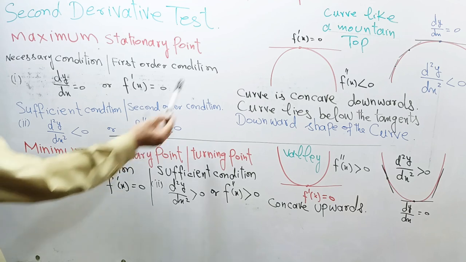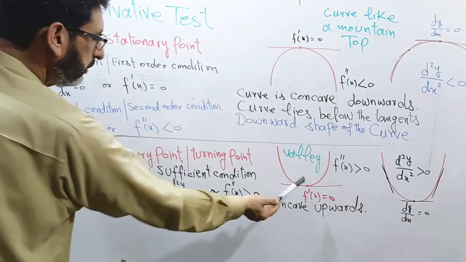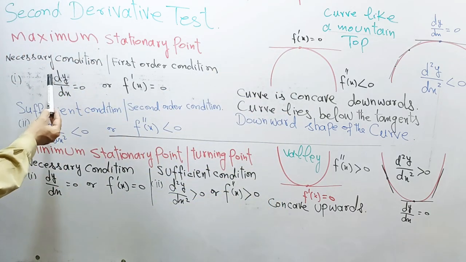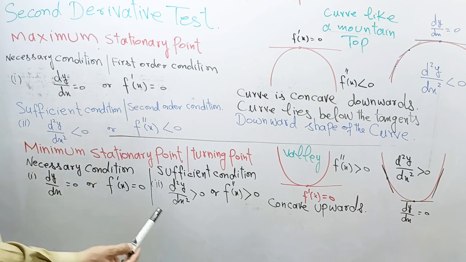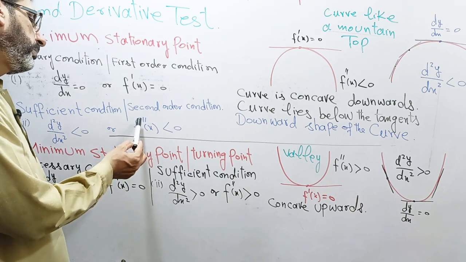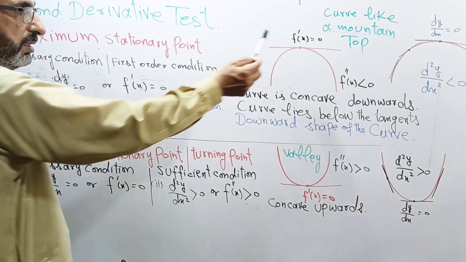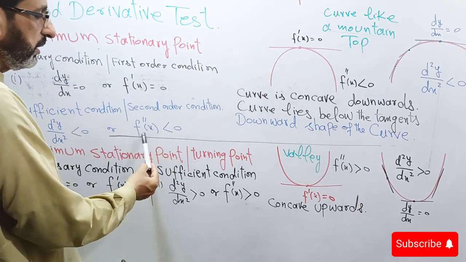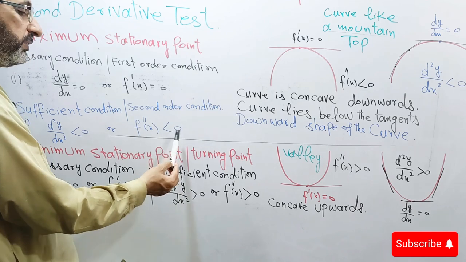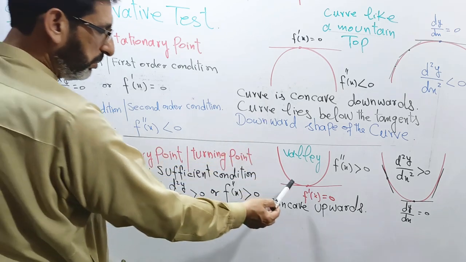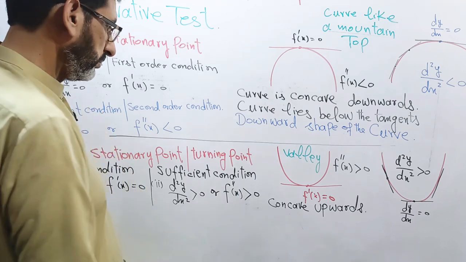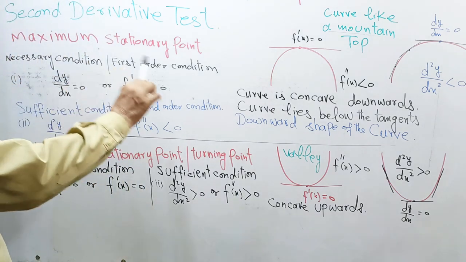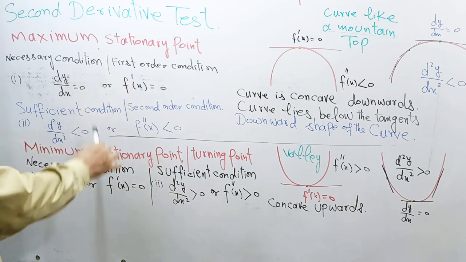Necessary condition for maximum value or minimum value is same, as first derivative is 0, here first derivative is also 0, but sufficient condition is exactly opposite to this. In case of maximum point, second derivative is less than 0, but in case of minimum point, second derivative is greater than 0, positive. This is the brief recapitulation of all.